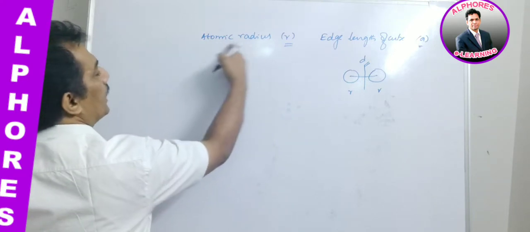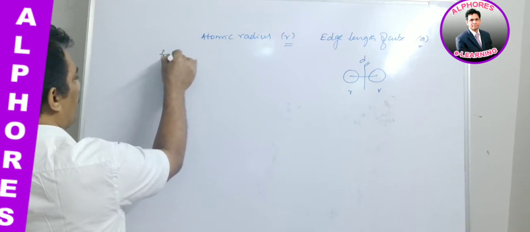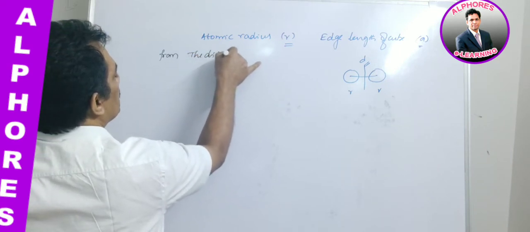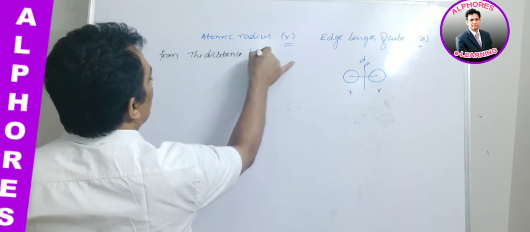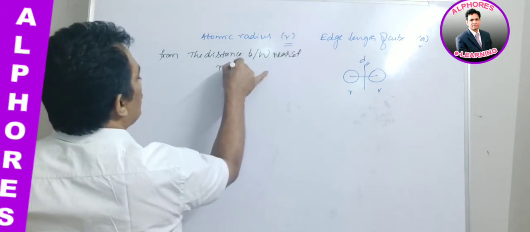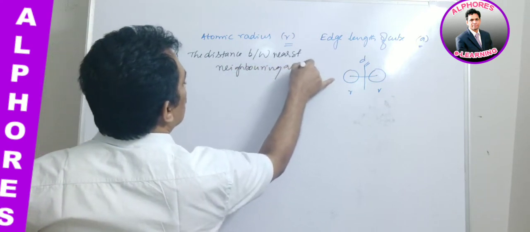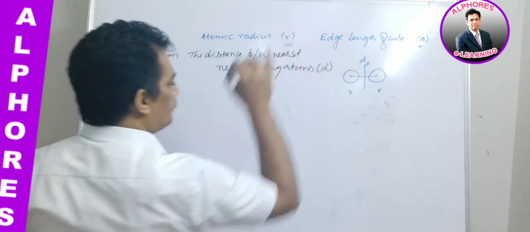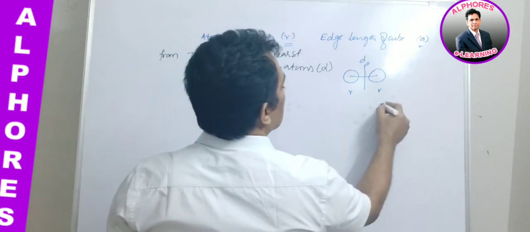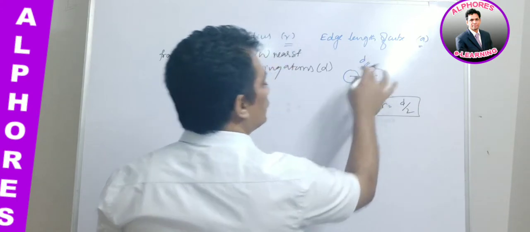Here atomic radius R, edge length A, we from the distance between nearest neighboring atoms, it is nothing but D. Actual relation for radius is like this: radius R is equal to D by 2. Is it not? Just what we observe here.